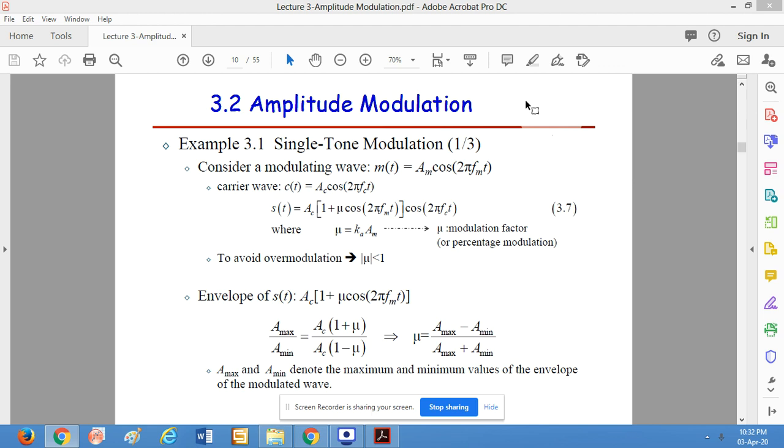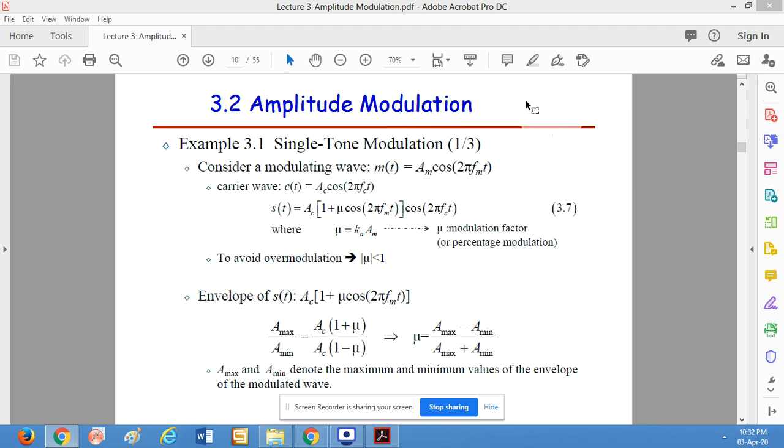In single tone modulation, we consider the message signal as a sinusoidal signal. So we consider a modulating wave m(t) equals Am cos(omega_m t). The carrier wave c(t) is given as Ac cos(omega_c t). Then the modulated wave, which is the multiplication of the modulating wave and the carrier wave, gives us Ac[1 + mu cos(omega_m t)] cos(omega_c t), where mu is defined as the modulation factor, or we also define it as the percentage modulation.